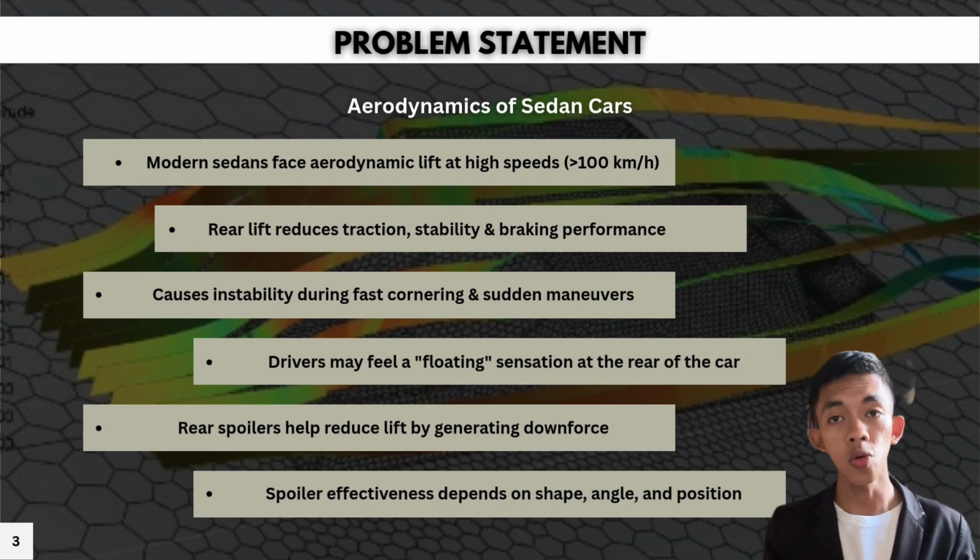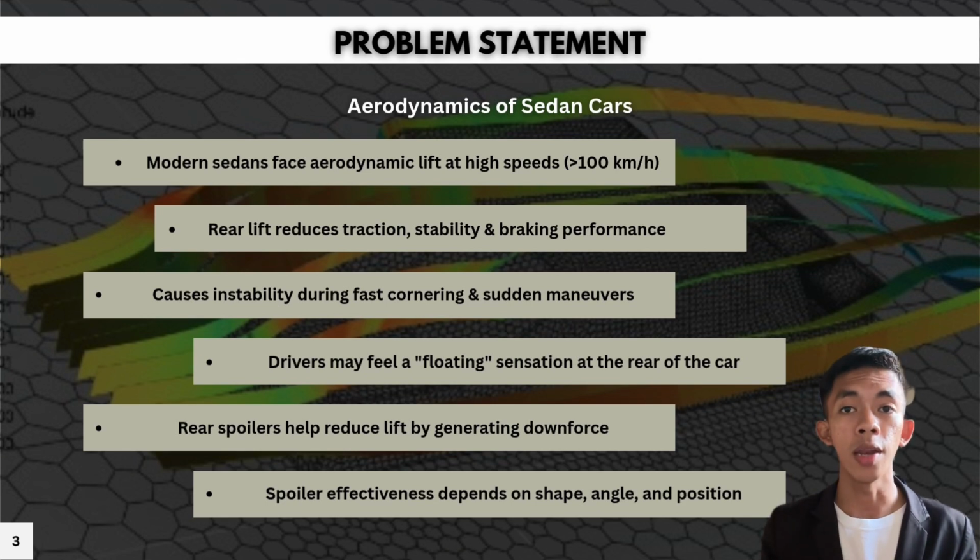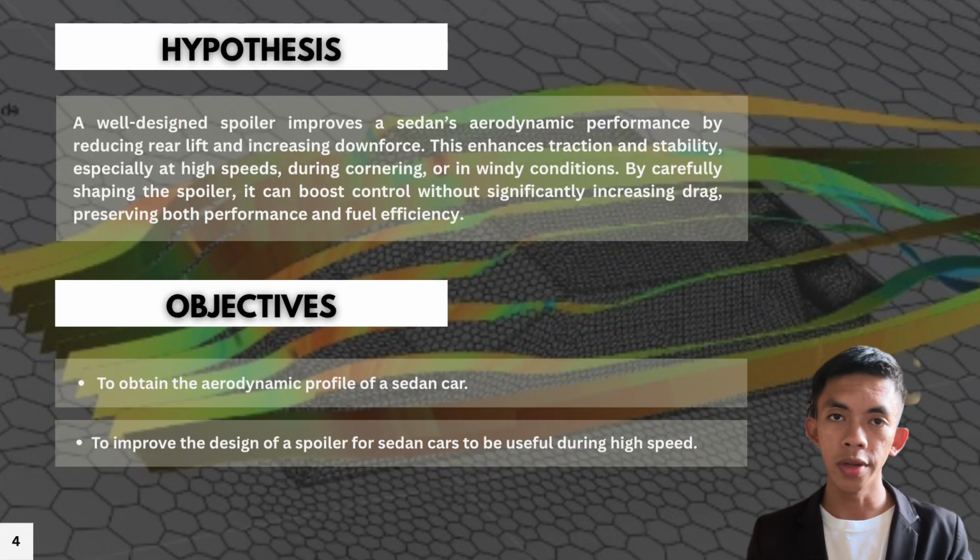To address this issue, automotive engineers often add the rear spoiler. The purpose is to generate downforce and push the rear of the car down to maintain traction. But not all spoilers are effective. Their performance depends heavily on how they are designed, including their shape, angle, and placement. This brings us to the main research question: can we significantly improve a sedan's high-speed stability by optimizing the design of the rear spoiler?